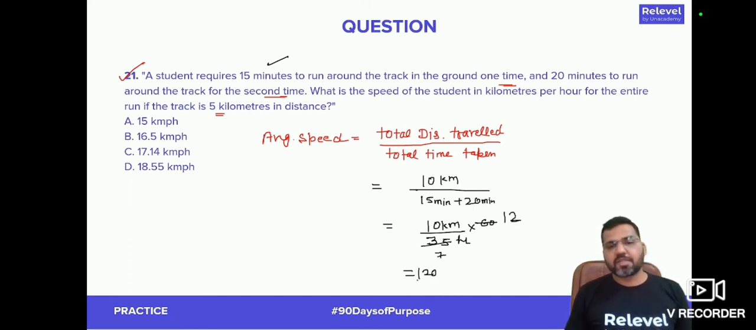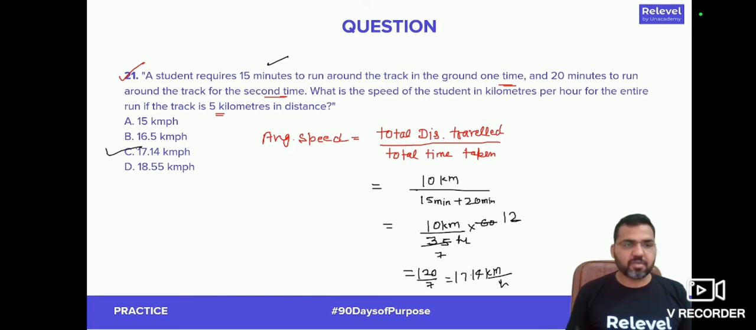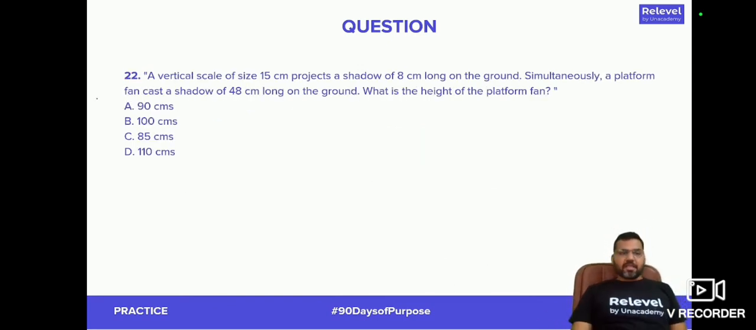120 upon 7, which is 17.14 kilometer per hour. This is the average speed. Option number C would be the right answer to the question. Here's the next question, number 22.